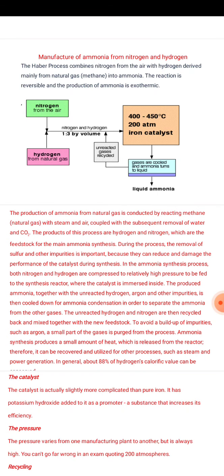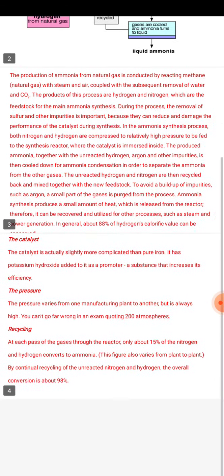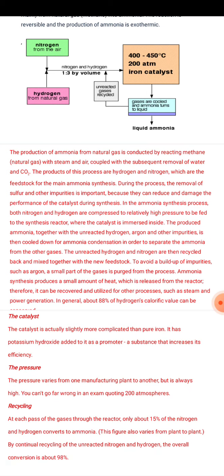Now we look at the catalyst and the parameters maintained in the manufacturing of ammonia. The catalyst is actually slightly more complicated than pure iron. That's why potassium hydroxide is added to it as a promoter, a substance that increases its efficiency.